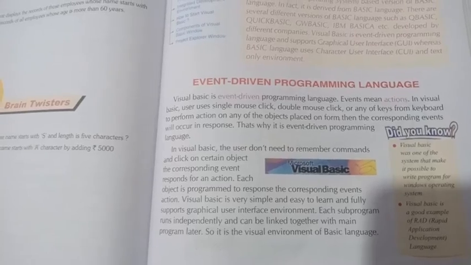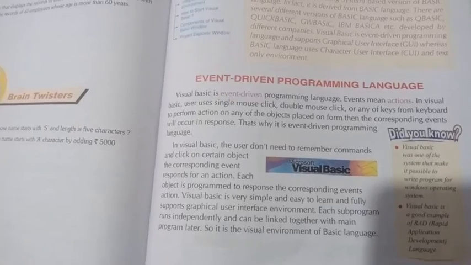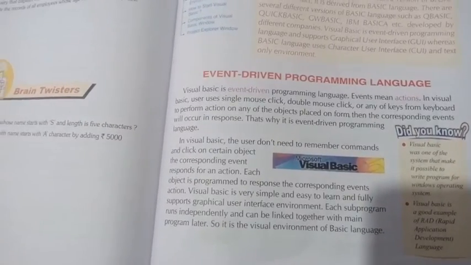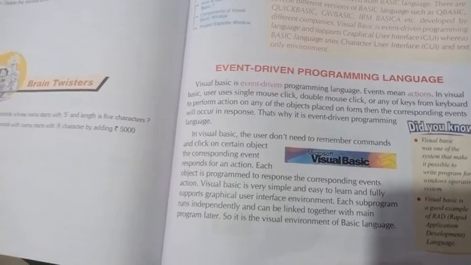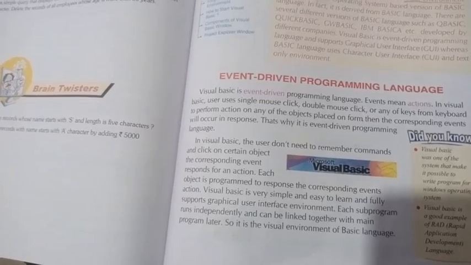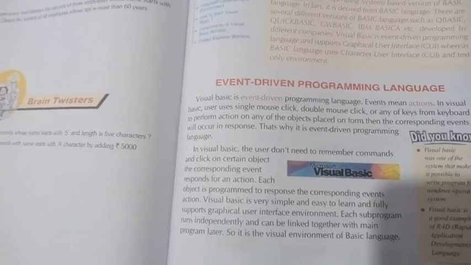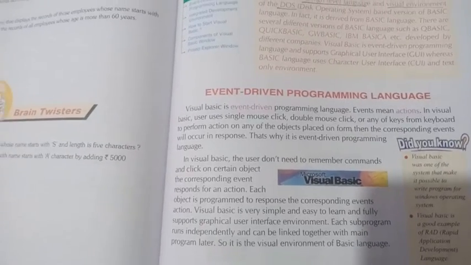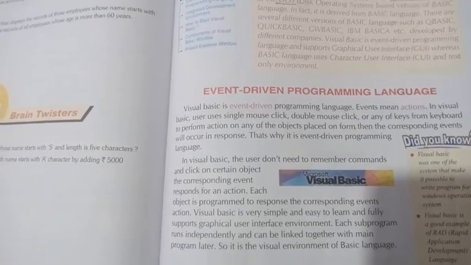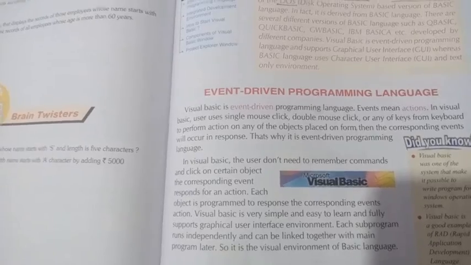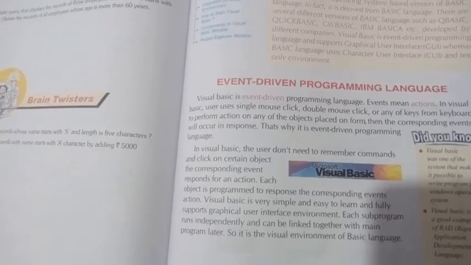What is event driven? Visual Basic is event driven programming. Event means action: a single click, double click, or any key from the keyboard to perform an action on any of the objects. Objects are anything in your computer. On your screen you can see lots of icons, the settings icon, the recycle bin, and many others. Click on them and use them. So this is about event driven programming.